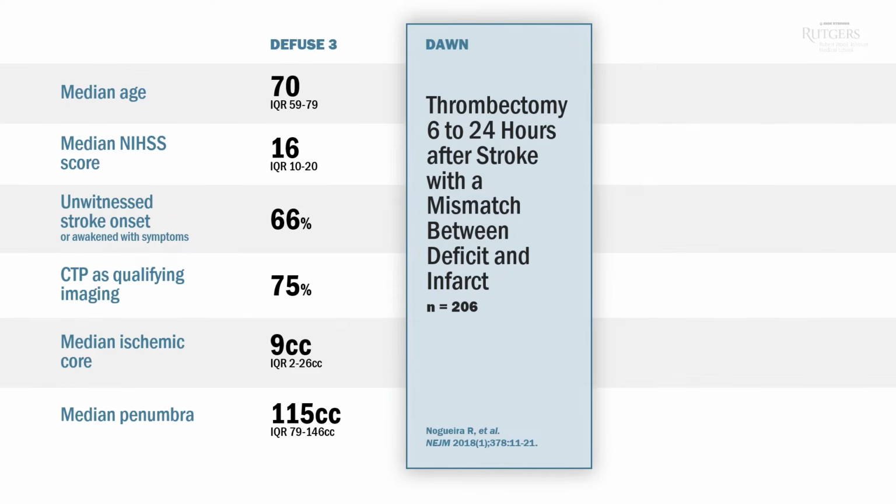DAWN trial also offered thrombectomy to patients with a proximal large vessel occlusion, but this time presenting within 6 to 24 hours from last known well. Median age and deficit severity were similar to the DEFUSE 3 population. Vast majority of patients in the DAWN trial had unwitnessed stroke onset. Just like in DEFUSE 3, most patients were selected by CT perfusion. And the median ischemic core was small, 8 cc's.